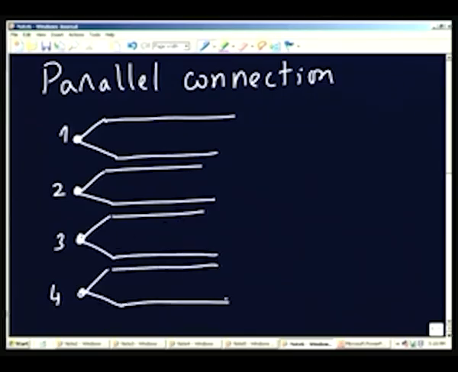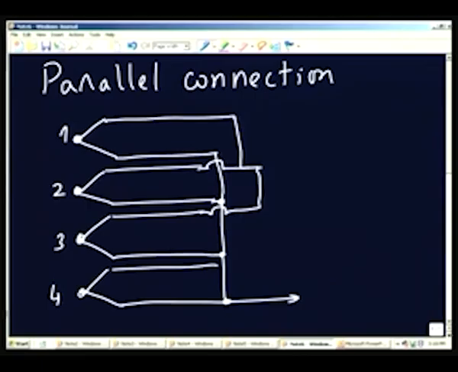I have taken 4 junctions. I am going to connect all the negative terminals, all the positives and all the negatives I have connected. So, I am going to measure the output across this.